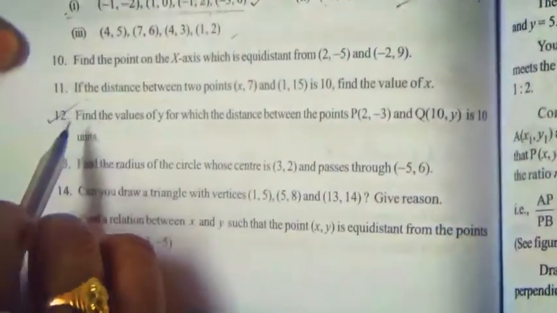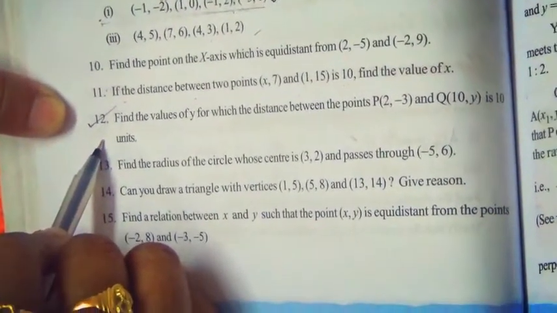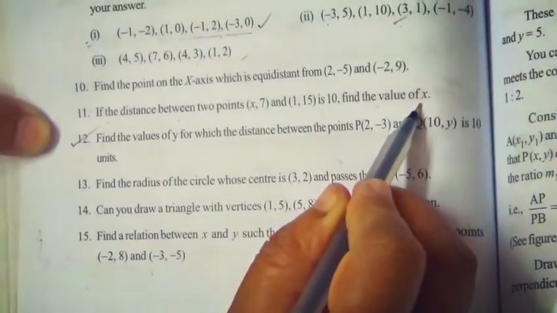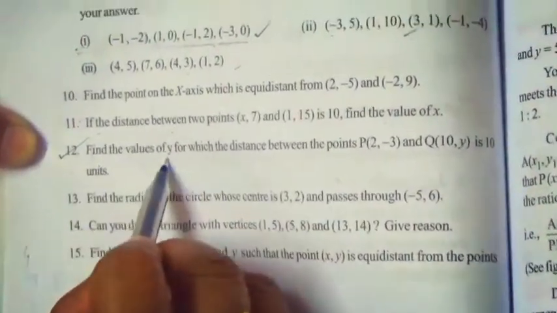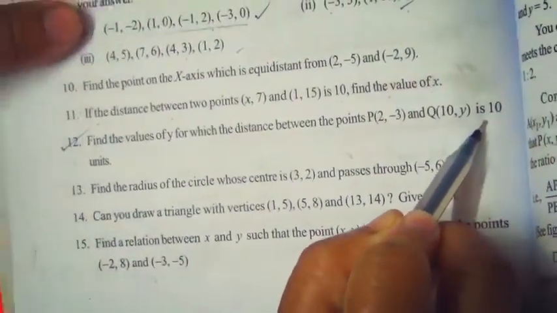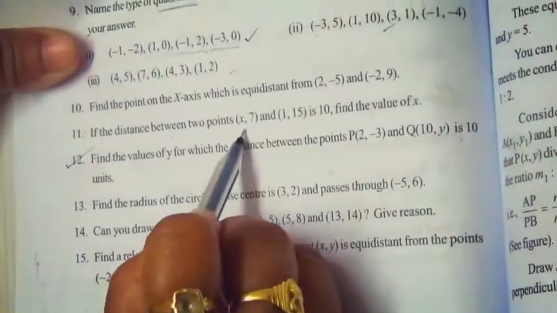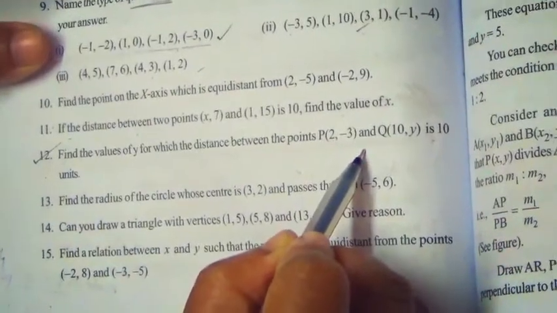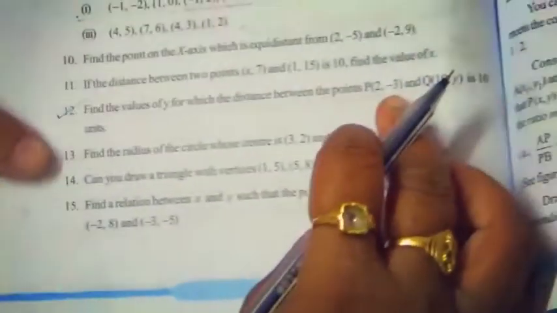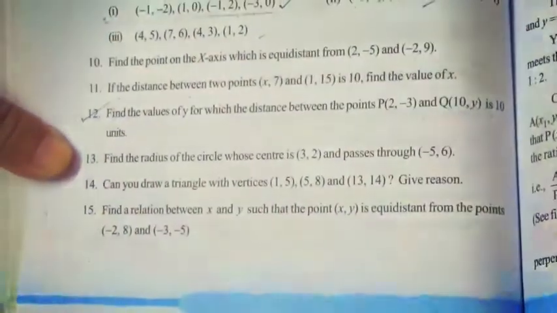So just like the above, we just do this 12th sum also. Just like the above, we have to find out this x value, but here we have to find out this y value. In the second point, y is given and the distance as usual is given as 10 units. It is very easy. We just do it on our own and check our answers at the back of your textbook.